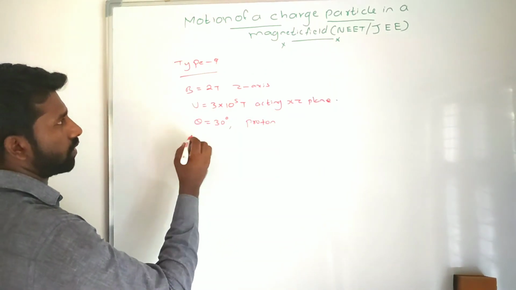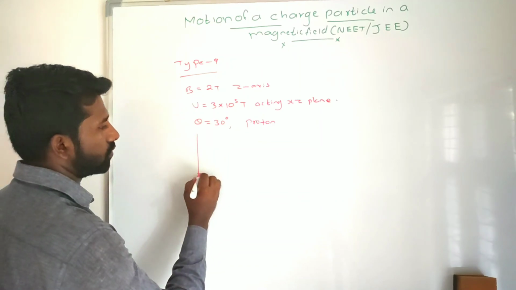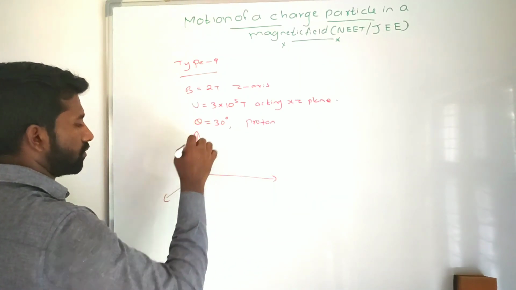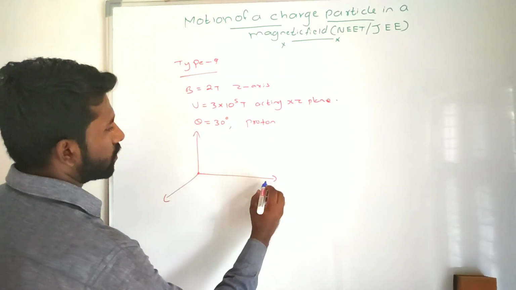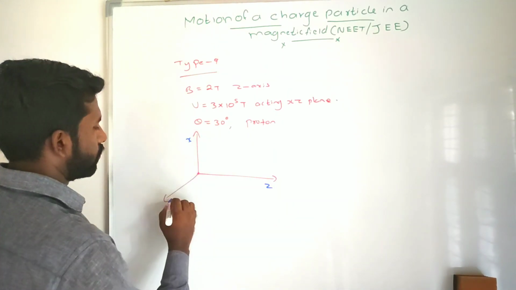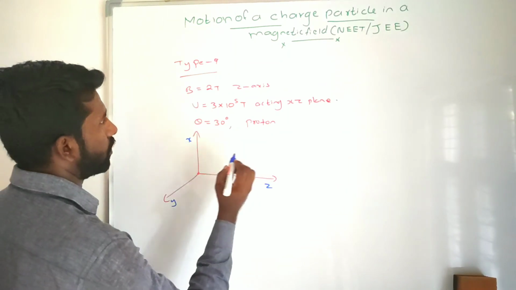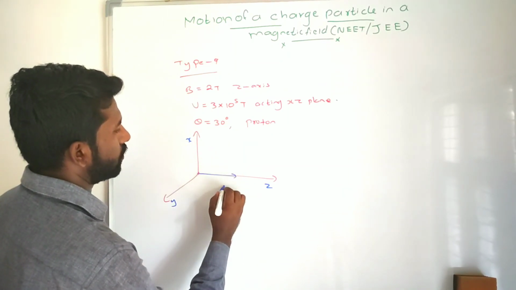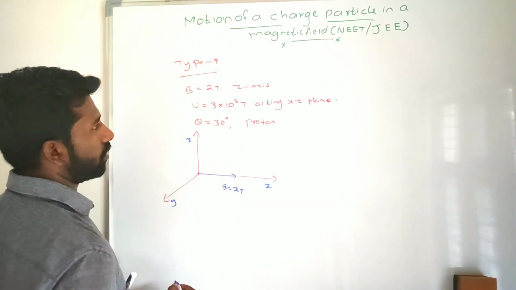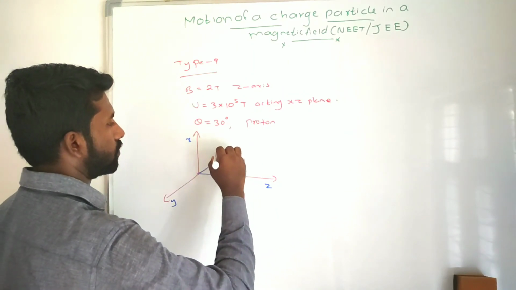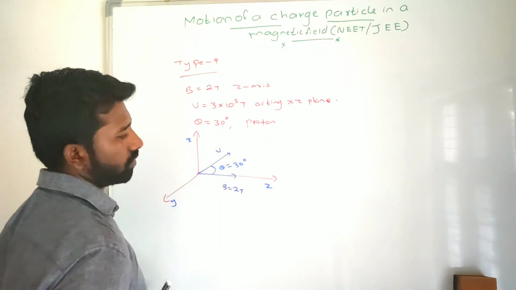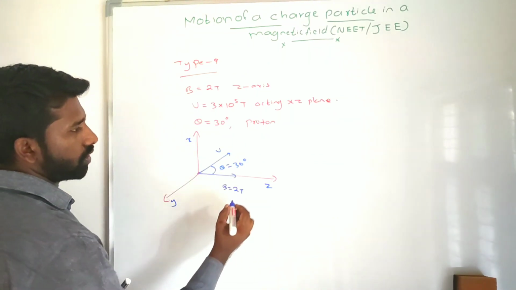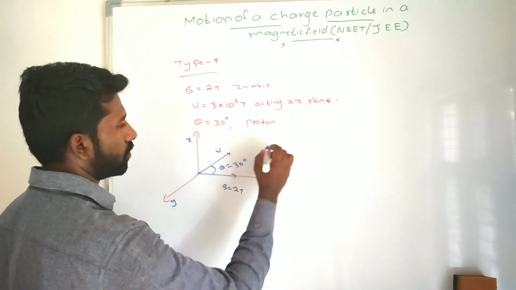Clear? I can draw the diagram like this. Here you see the magnetic field is acting along the Z axis, with X and Y axes. The magnetic field B is equal to 2 Tesla, and the velocity V is like this, making an angle of 30 degrees. What is the force acting on it? And this is a proton.